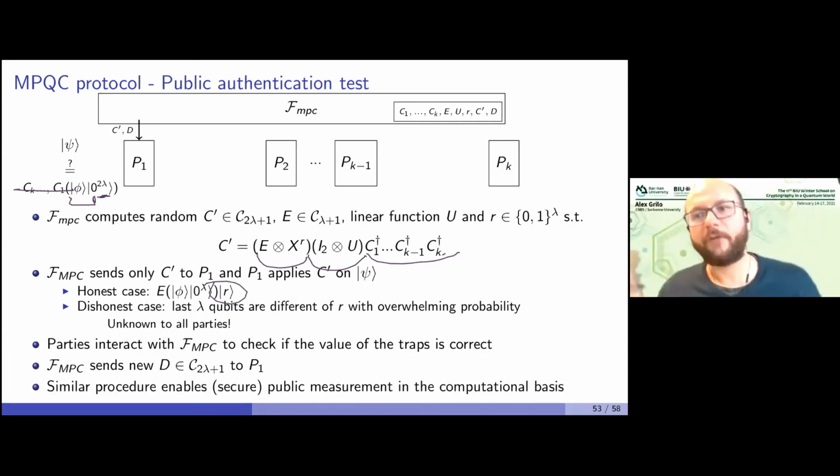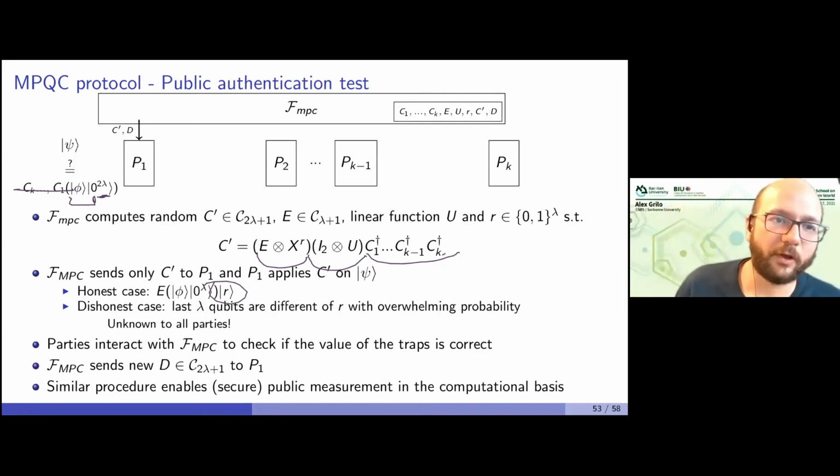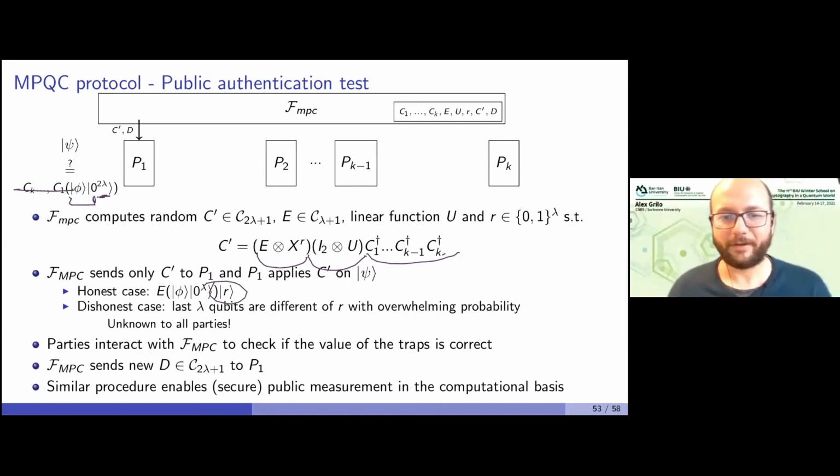Then you have to work a bit further in order to re-randomize the encoding of the state in the honest case and so on. But I want to ignore these details for now.